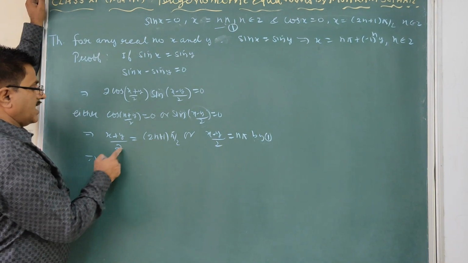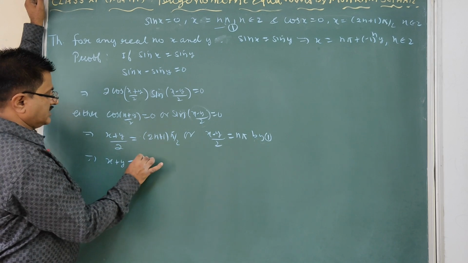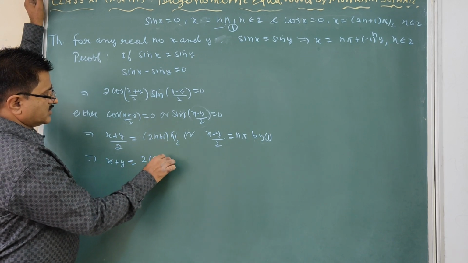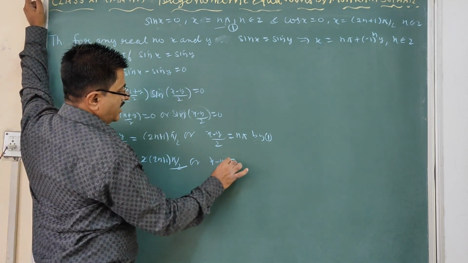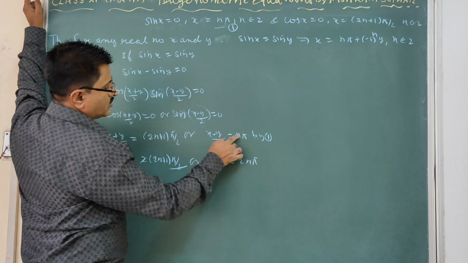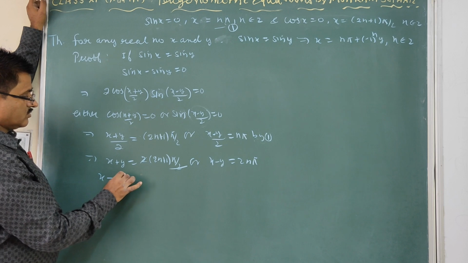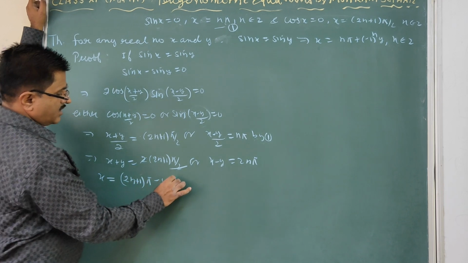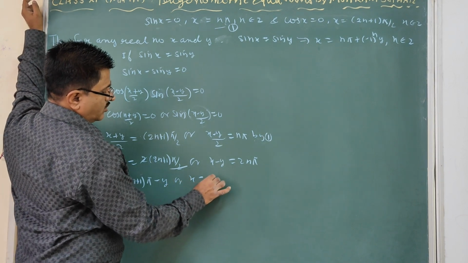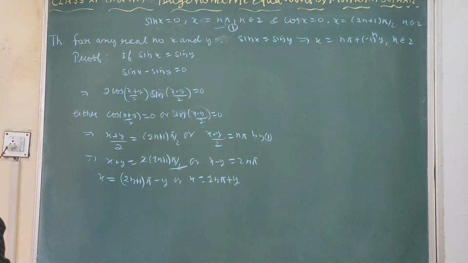So here cross multiply. So x plus y is equal to, this 2 into 2 cancel, 2n plus 1 into pi by 2. So 2 cancel. Or here also we multiply 2n pi. So x will be x equal to 2n plus 1 into pi minus y, or x equal to 2n pi plus y. This is y. Clear?